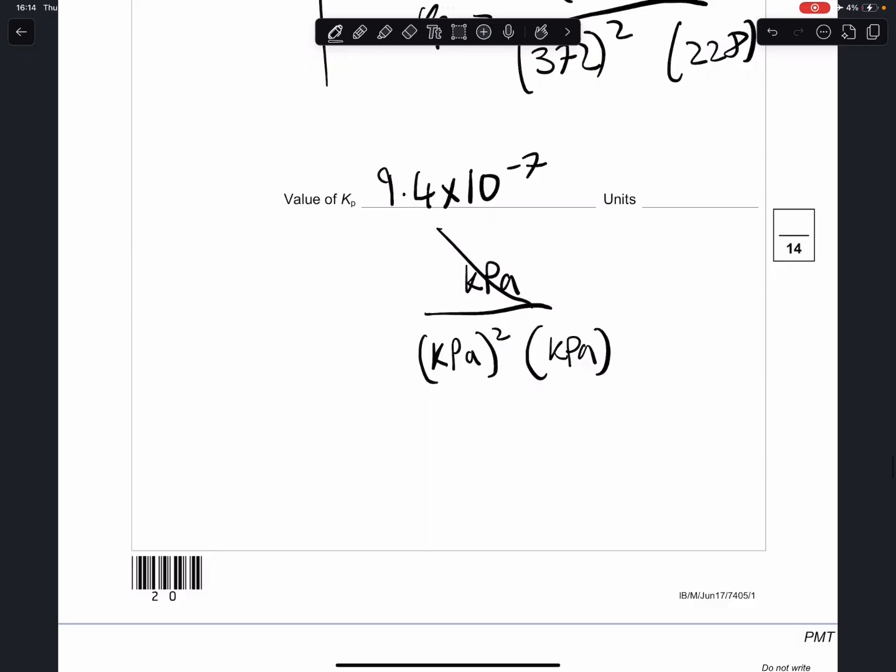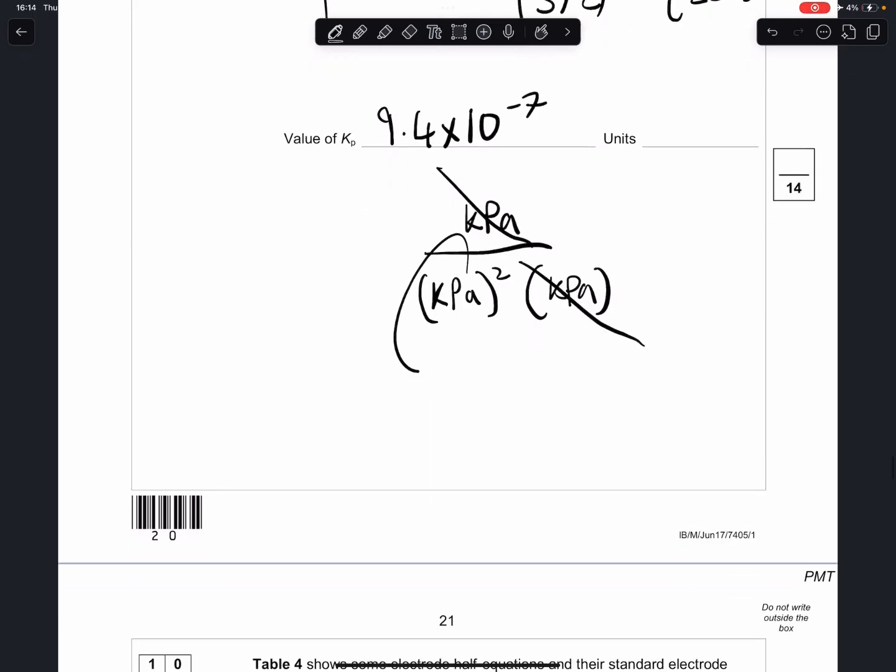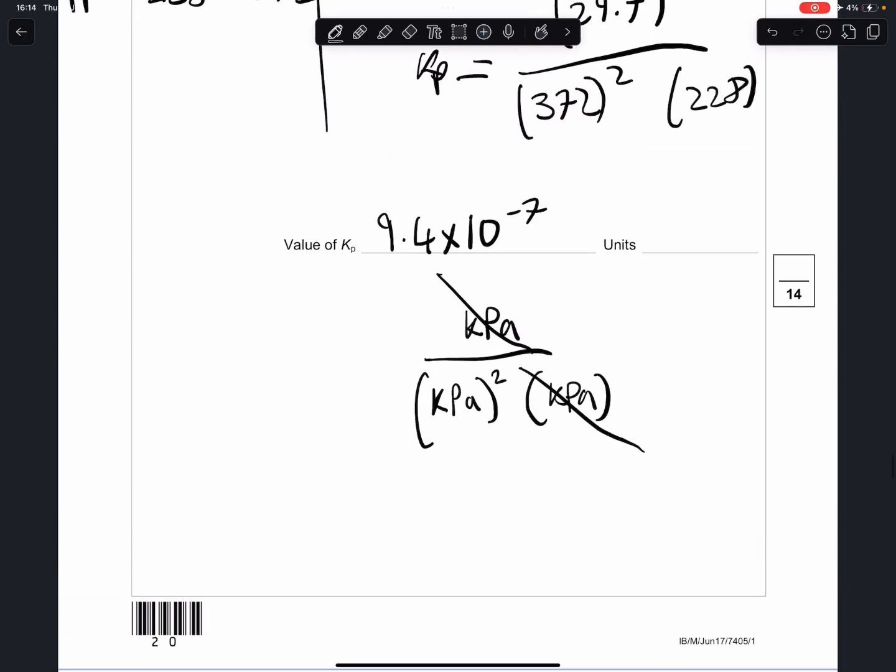And we can see here, these two cancel out. So we're left with this here. And to bring this to the top, we basically just flip the unit, so that becomes a minus. So our units are going to be kPa to the minus 2.